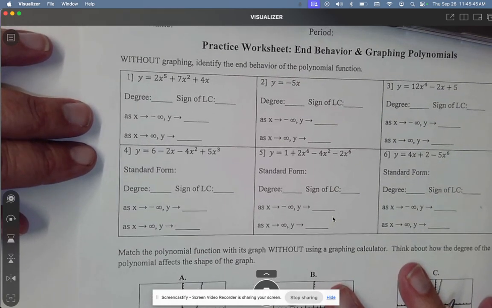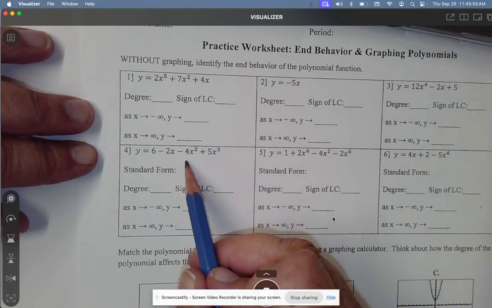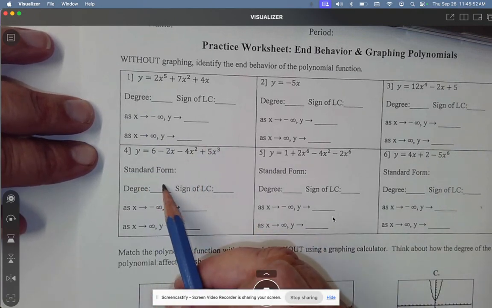Hi, we're looking at this practice worksheet. I'm just going to do a couple quick examples for you. Let's start with number 4. It asks us to put this in standard form.